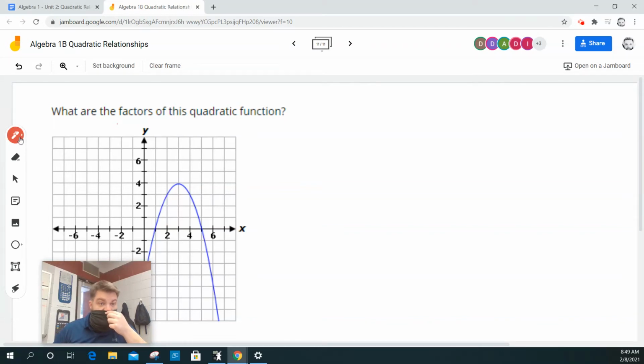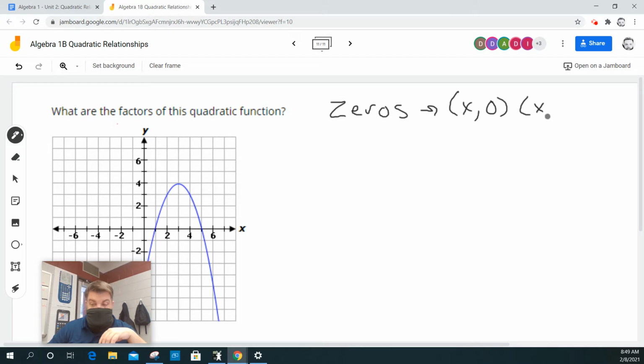All right, so this one says, what are the factors for this equation? Well, in our last example, we said that if we knew the zeros, then we could find the factors. The zeros occur at some value of x and y equals 0 and another value of x and the y value of 0. In other words, the zeros are the same as the x-intercepts.